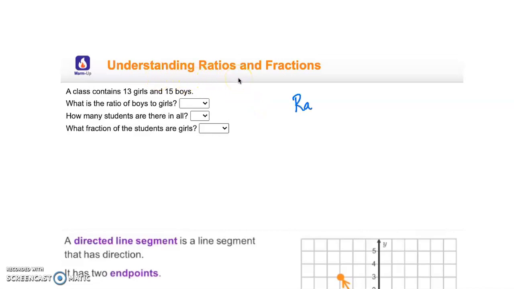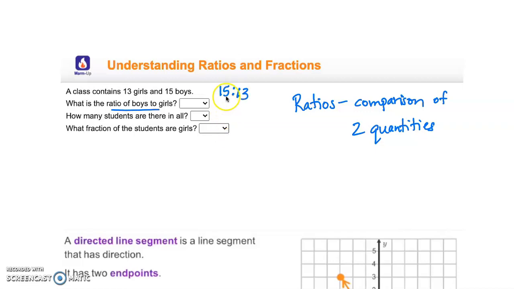And remember, ratios are a comparison of two quantities. When we write ratios, sometimes we write them as fractional, but we also write them like this. We have the ratio of boys to girls. We write 15 to 13, just a comparison of two numbers. Now, how many students are there in all? When we add up 13 and 15, there are 28 students in all.